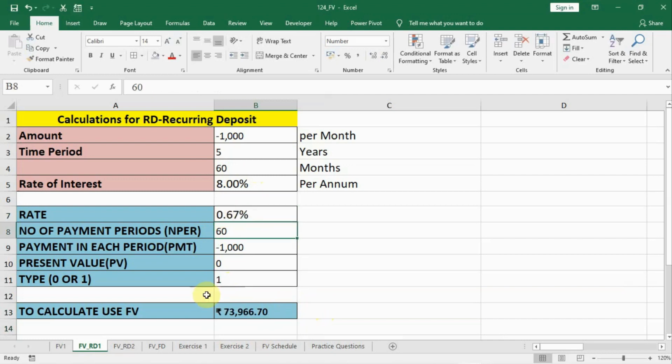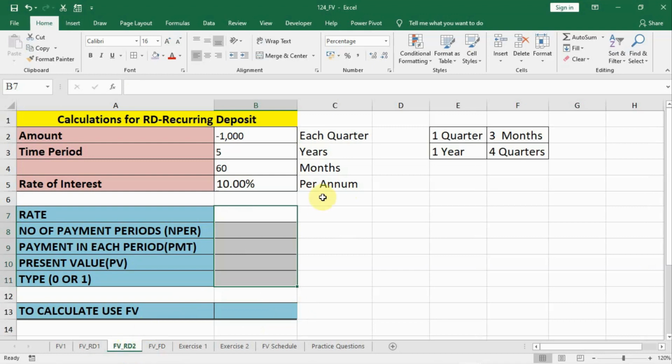So now this is our answer, 73,966.7. This is our amount that is being calculated at the end of 5 years. So let us see another example. In the earlier case we were having monthly interest. Here we are depositing in each quarter. So in here there are 4 quarters. So let us calculate it like this.